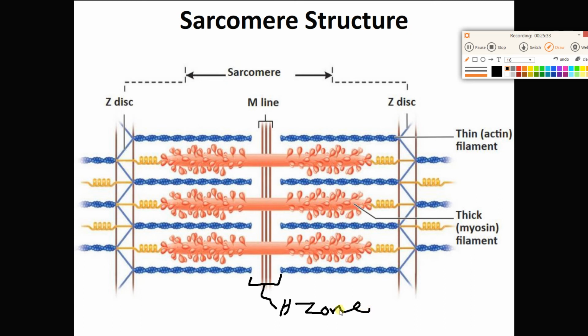You might be wondering what do A band, I band stand for? Well, A band is anisotropic. I is isotropic. You don't have to know that. It's named after how they interact with light. The other ones, the Z, the M, the H, all are named after German words, like Zwischenscheibe. So you don't need to worry about their names. They kind of make sense, but that's okay.